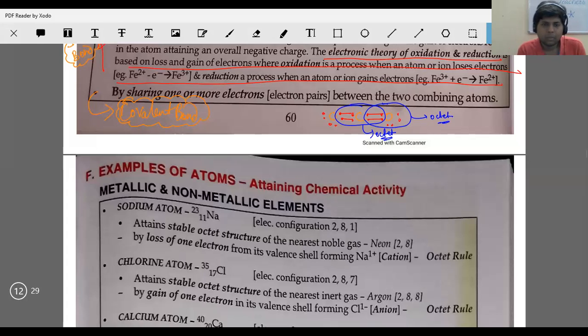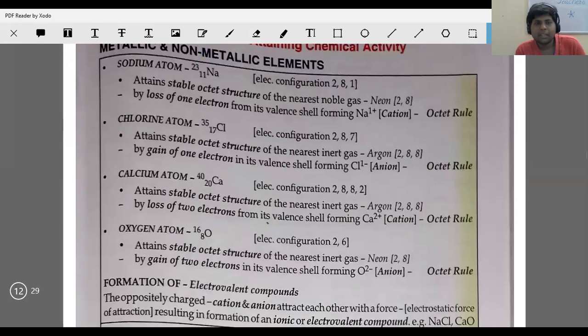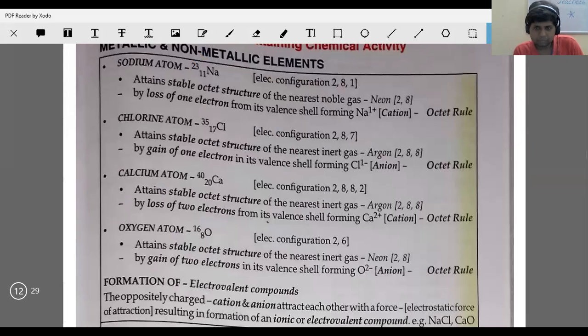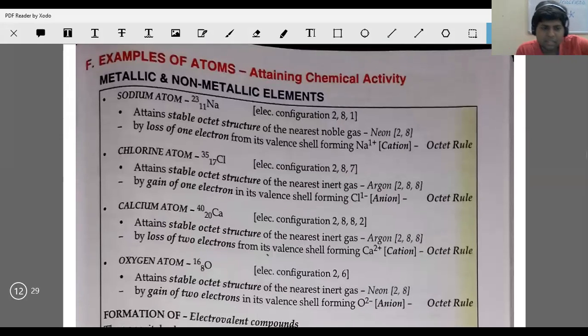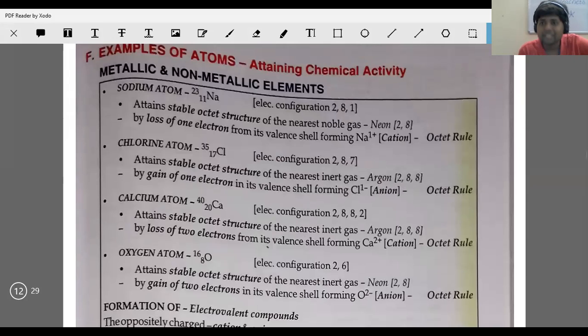Then metallic and non-metallic elements. There are some elements for whom it is easier to lose an electron, or 2 electrons, or 3 electrons and attain the noble gas configuration, whereas for some atoms it is easier to accept an electron and attain the noble gas configuration.